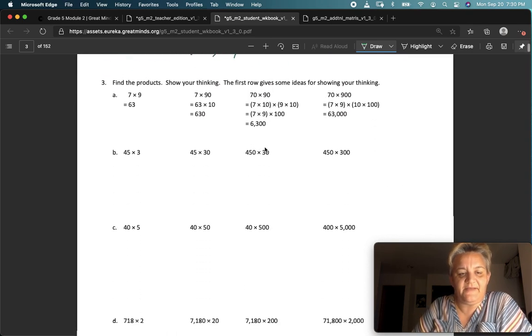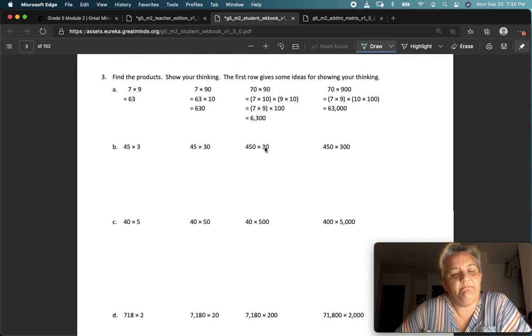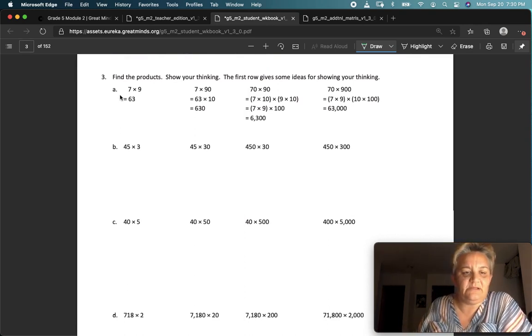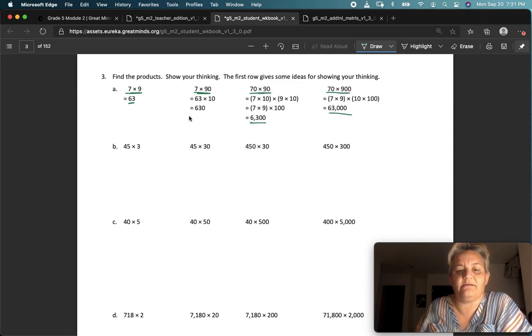Number 3, find the products. Okay, this is just some multiplication practice. 7 times 9, 63. 7 times 90 is the same as 63 times 10, which is 630. 70 times 9 is the same as 7 times 10 times 9 times 10, which would be 63. 7 times 9 is 63 times 100, okay? 70 times 900 would be 7 times 9 times 10 times 100, which would be 63,000. So, if you know your math facts, right, this isn't that hard.